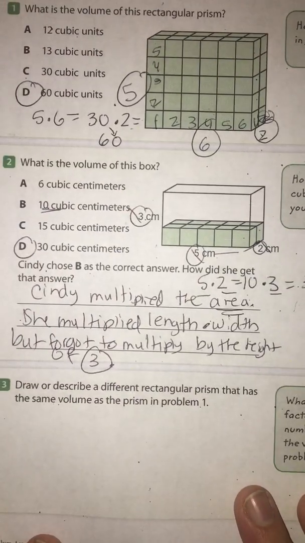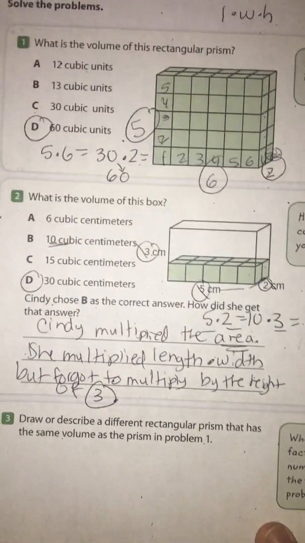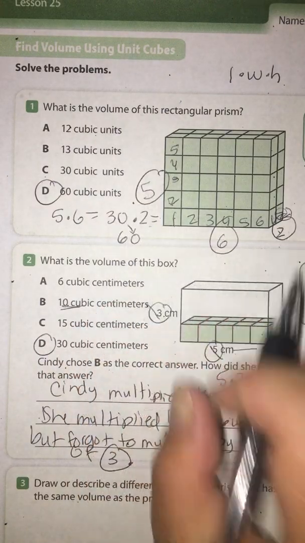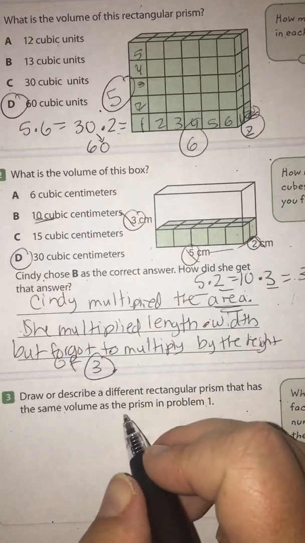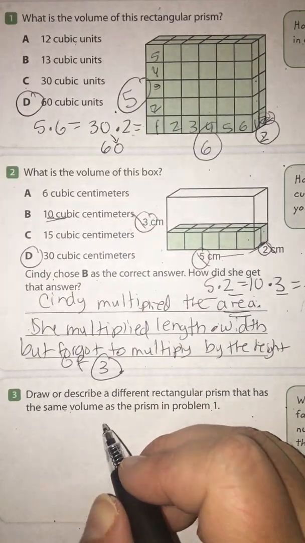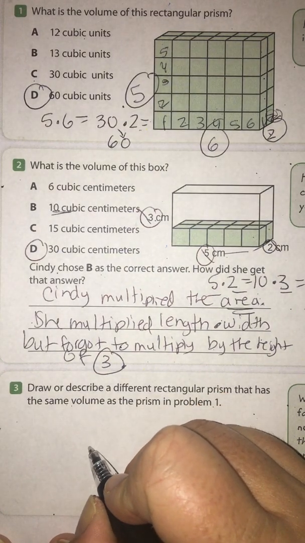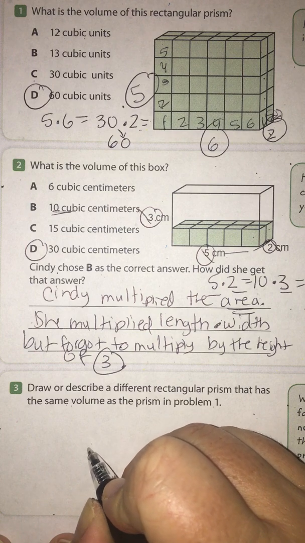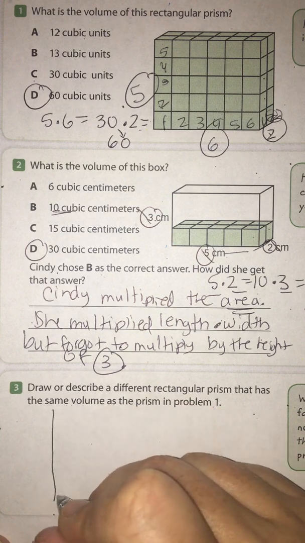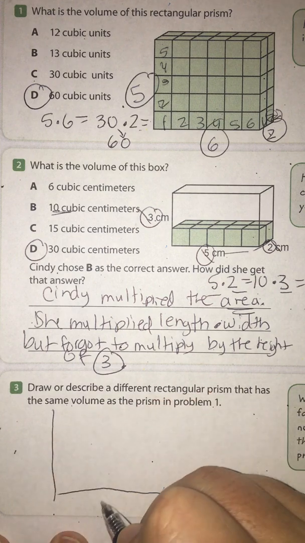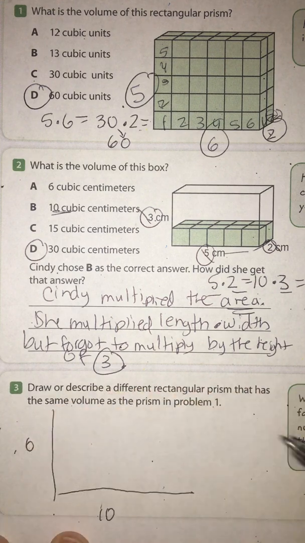Draw or describe a different rectangular prism that has the same volume as problem 1. So if this is 60, we have to find 3 things that multiply to be 60. So I tend to like to do more simple ways and just think of 2 that multiply to 60 and then multiply that by 1. So I would say multiplying by 60, I just know 10 and 6. And I'll let this just be 1.